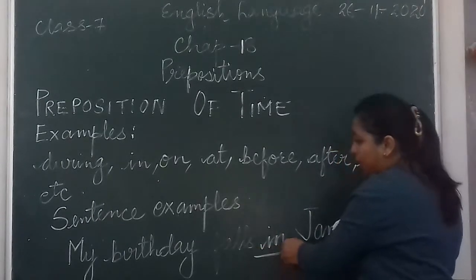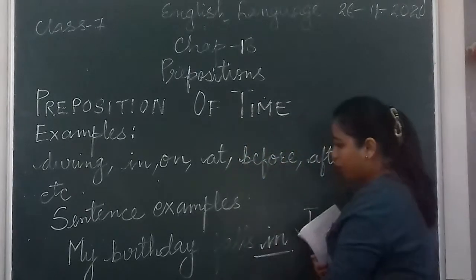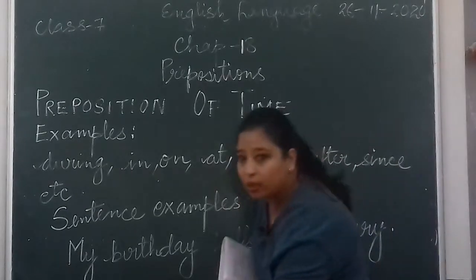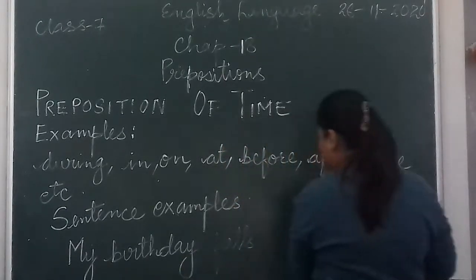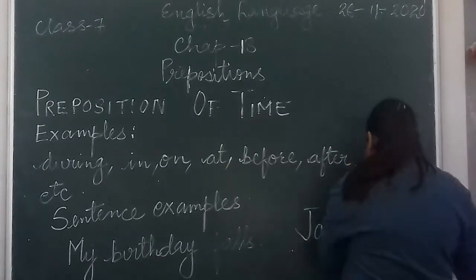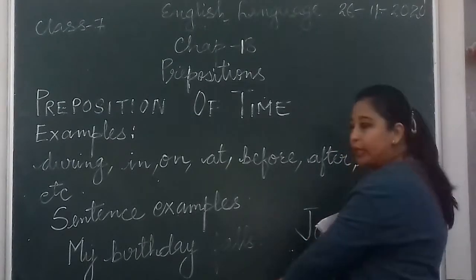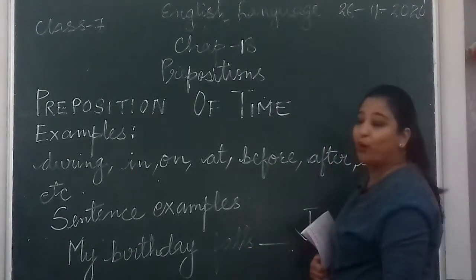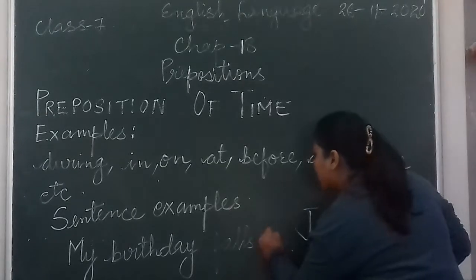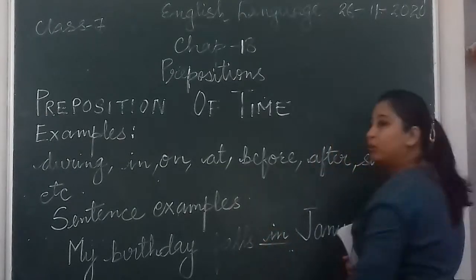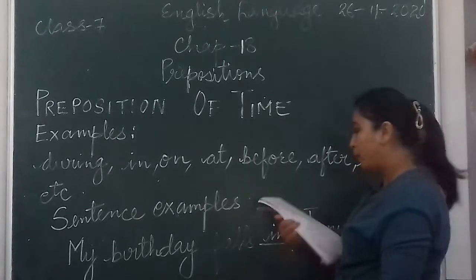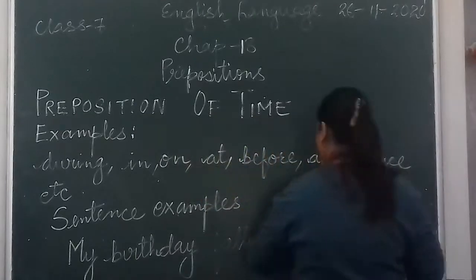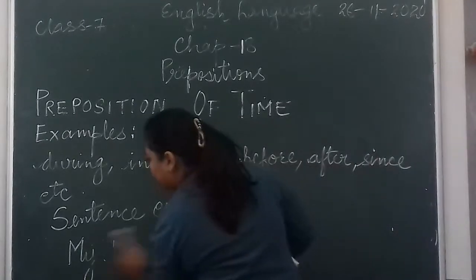Okay, it is acting as a link, isn't it? If you see over here, if there is no preposition of time over here, can you understand the meaning of this, my birthday falls January, isn't it? You can't make out the meaning of the sentence, isn't it? So a preposition acts as a link to understand the meaning of the sentence. So it falls in January. Okay, this is known as the preposition of time. Okay, come to the second example. Come to the second one.